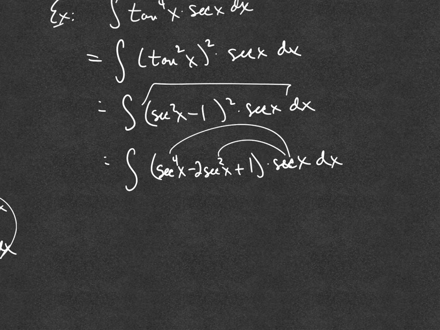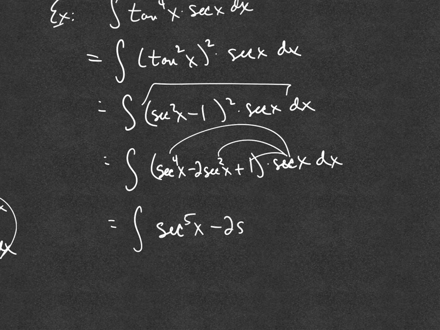Then if I use the distributive property, what I'll have is secant times secant to the 4th, so that's secant to the 5th. Secant times -2 secant squared, so that's -2 secant cubed. And secant times 1, which is secant. Now, everything's just in terms of secants.